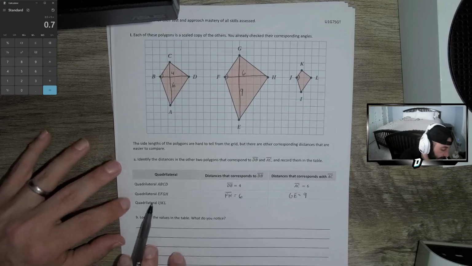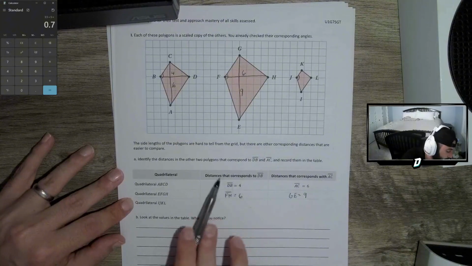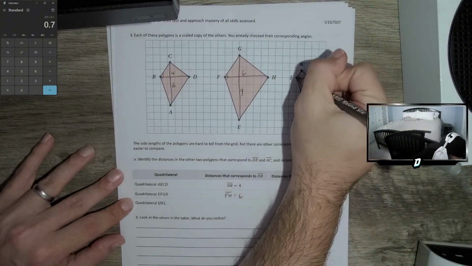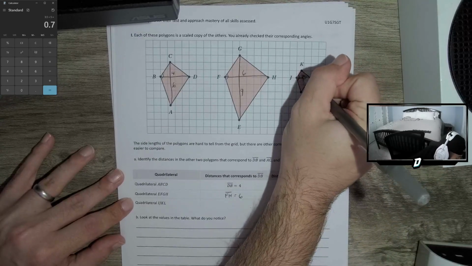And then finally on our last quadrilateral, IJKL, which is here, we know what corresponds to segment DB is going to be our horizontal line here, JL, and that's 1, 2.